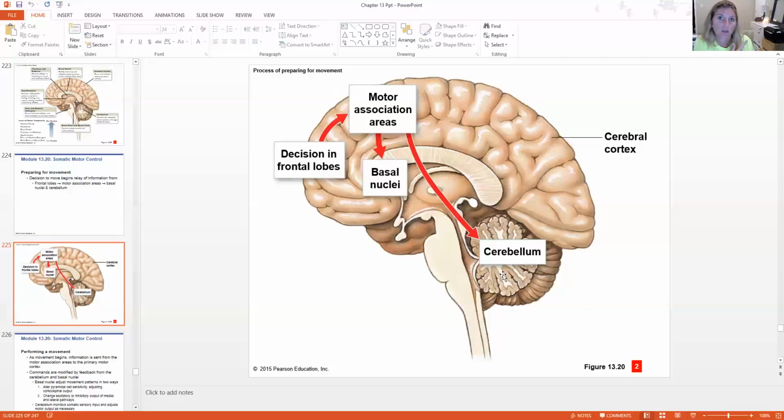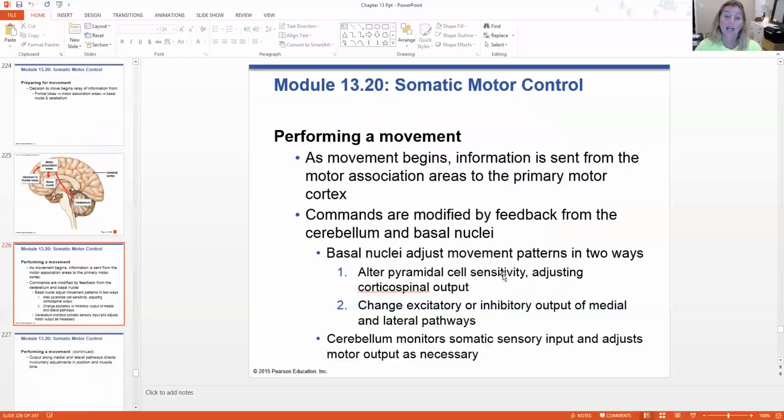Maybe I decide I need to get up and get a glass of water because I've been talking forever. That would all, again, be initiated, relayed, and then coordinated, and then carried out. So performing a movement, as a movement begins, that information gets sent to the motor association areas, to the primary motor cortex, and the commands can be modified by feedback from the cerebellum and basal nuclei. So maybe I can't walk over there because there's all this stuff on the floor, or the ground's shaking, or there's something else going on that's preventing me from doing that.